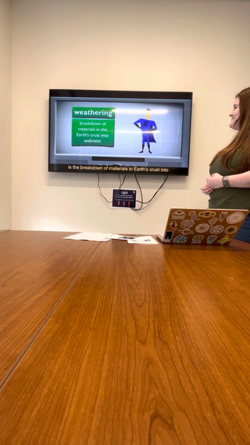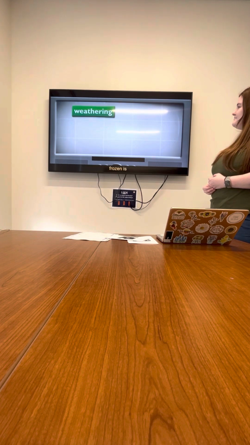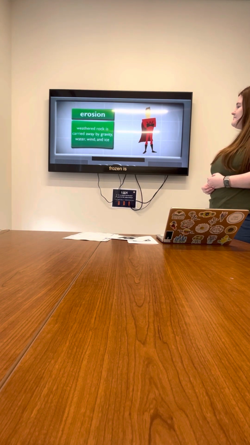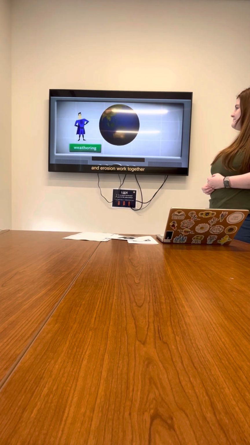Weathering is the breakdown of materials in the Earth's crust into smaller pieces. If weathering were a superhero, it would be Breaker. Actually, that sort of makes sense. Erosion is when rock is carried away by gravity, water, wind, and ice. If erosion were a superhero, it would be Whoosh. And you're right. Weathering and erosion work together and change the Earth, just like a pair of superheroes.